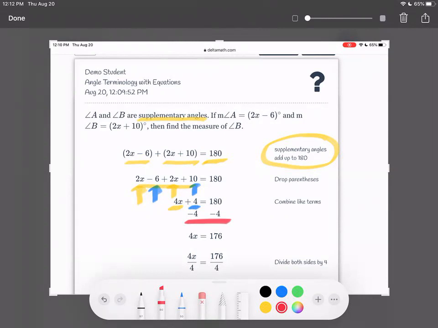Okay, so you guys have access to the example problem as well. And yeah. So just remember, supplementary angles add up to 180. Vertical angles are equal. And there's a very similar method for complementary angles. Complementary angles add up to 90, but it's the same process that is shown here. Do you guys have any questions? No? Okay.